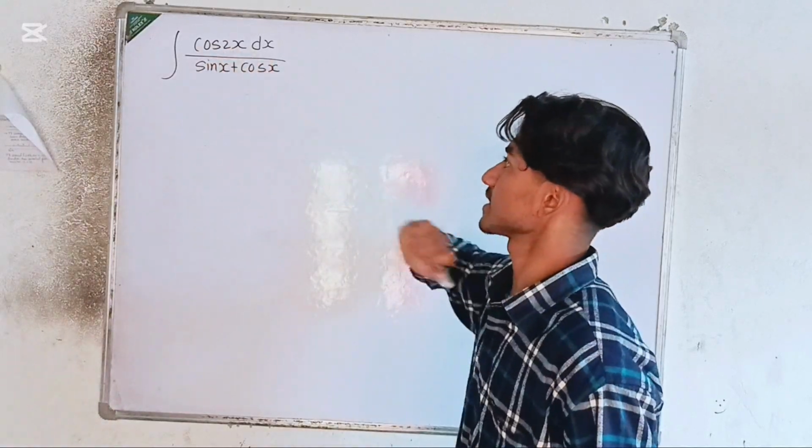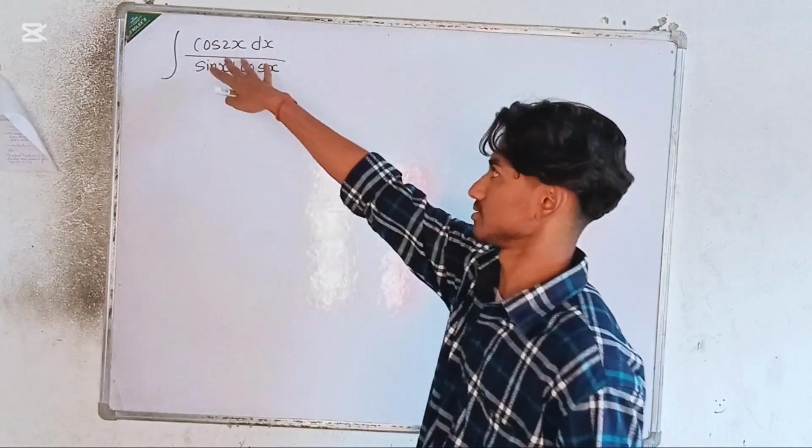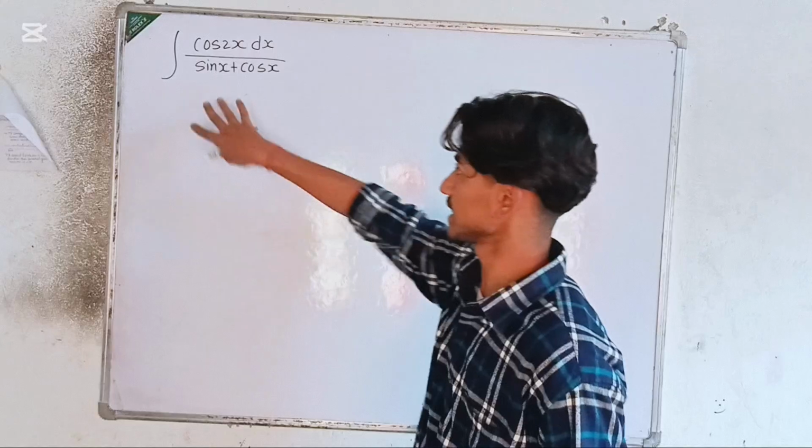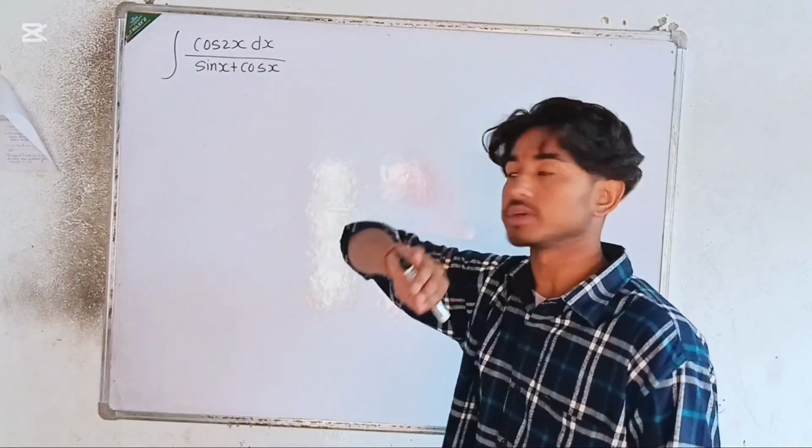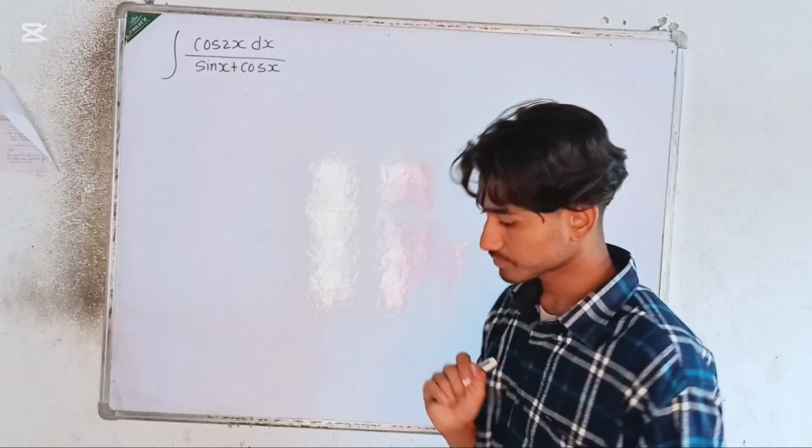This is today's integral, and the integral is only about trigonometric relations. It contains cosine of 2x, and it is sine x, cosine of x and other terms, with respect to dx. So how can we solve this?